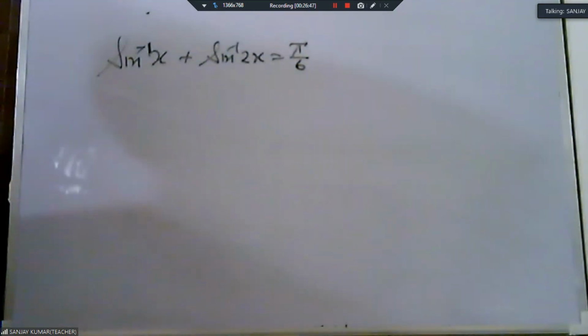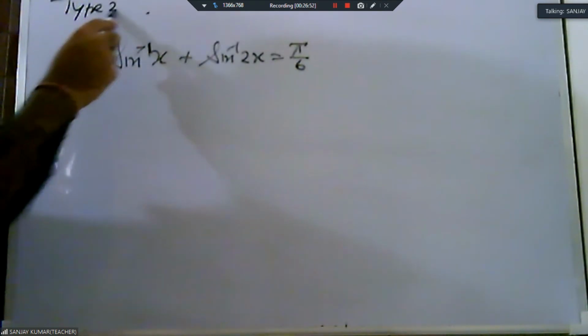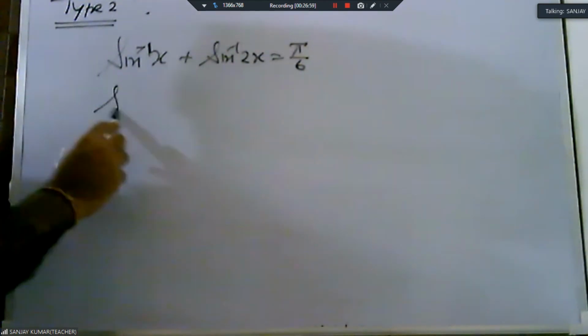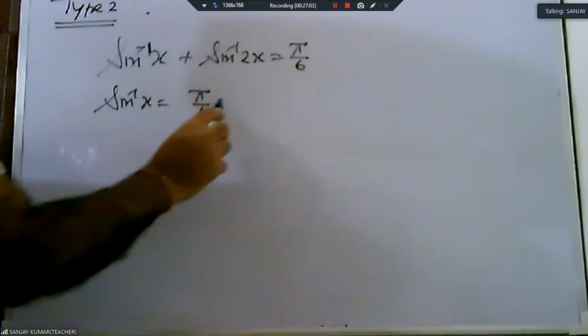This is type 2 question. So please copy down this question. फिर मैं आपको इसके क्वेश्चन दूंगा. You solve type 2. We have two methods for type 2. The one method is we take one of the sin inverse to that side.